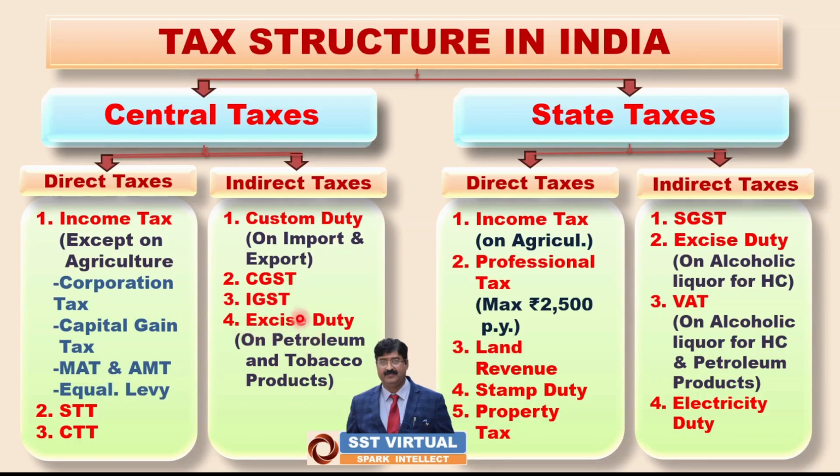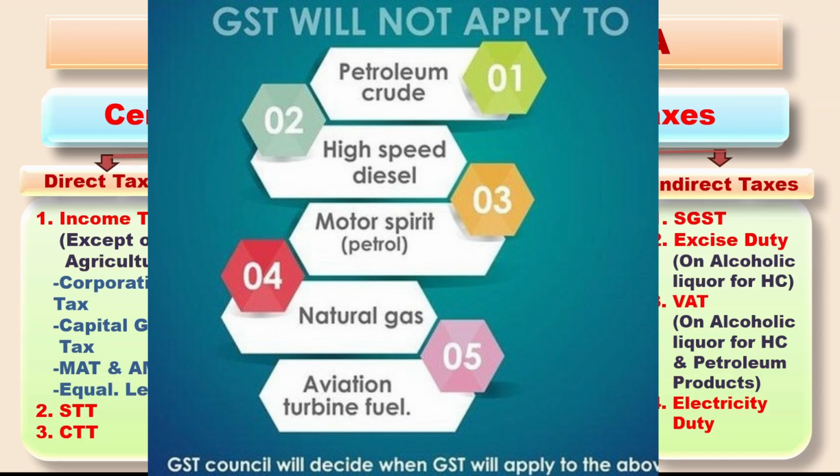Then excise duty. Excise duty has been subsumed in the GST. But on two products, excise duty is still alive. It is levied on two products: one is petroleum product and second is tobacco product. Petroleum product means petrol, diesel, crude oil, CNG, and ATF, air turbine fuel.